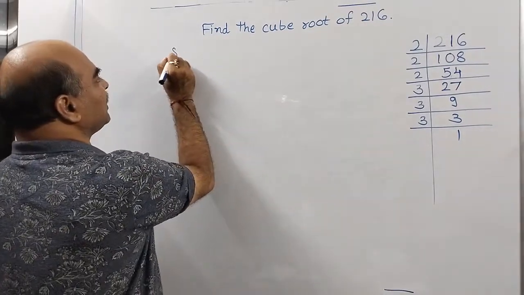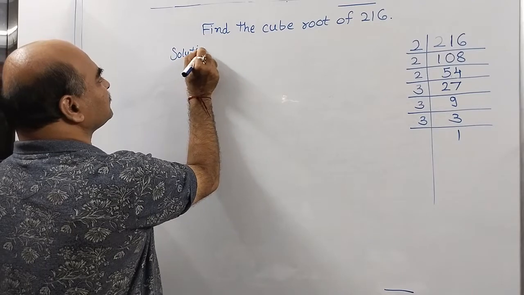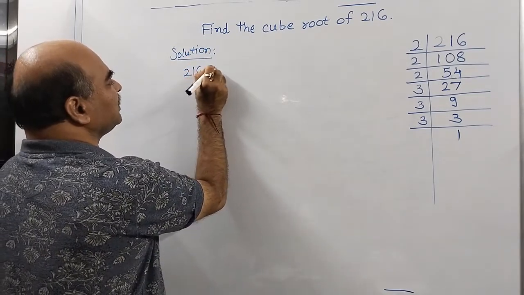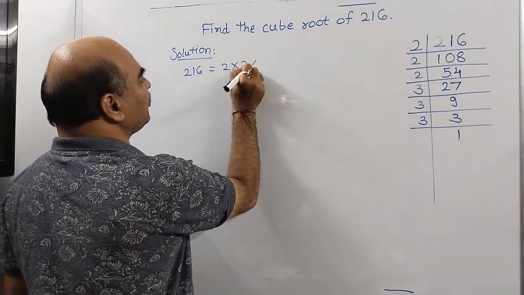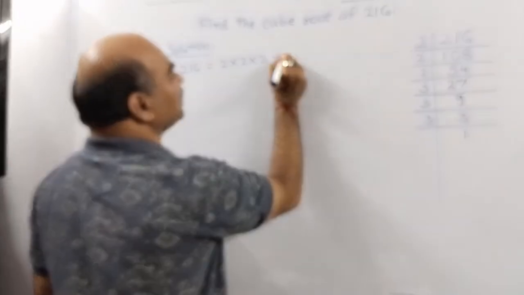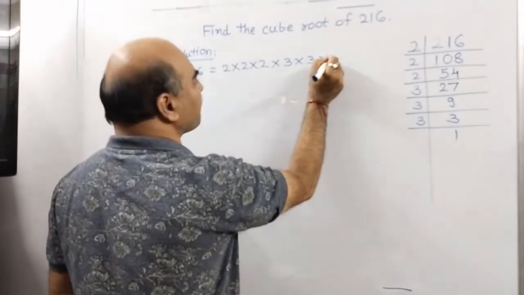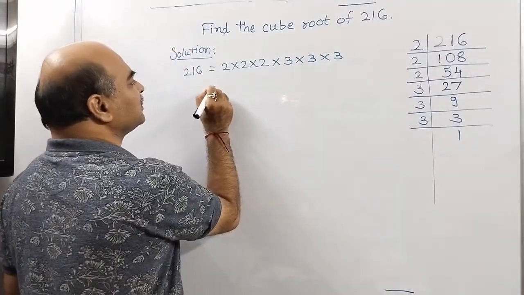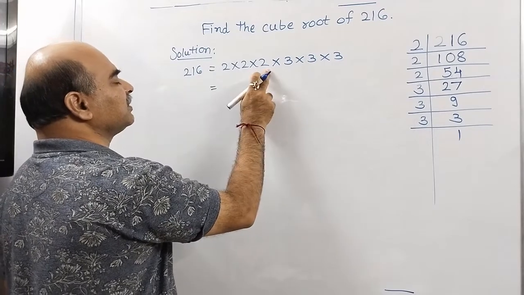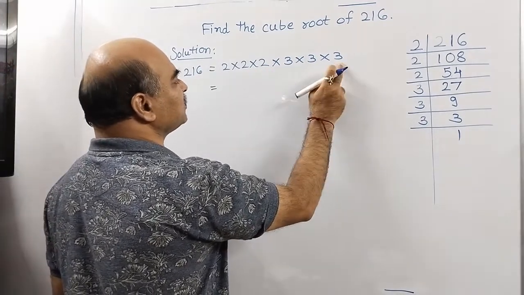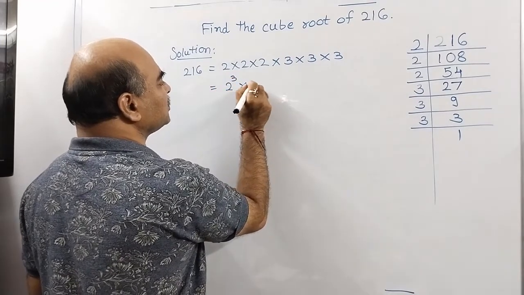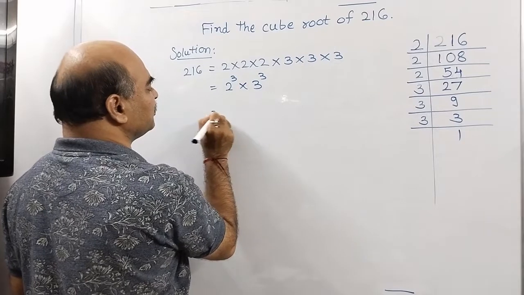So in the solution what can we write down? In the solution we can write: 216 is equal to, now how many times is 2 there? 3 times 2. Multiplication of 3 times 2, then 3 times 3. If you observe here, 2 occurs 3 times, and 3 also occurs 3 times. So here we get 2's cube multiplied by 3's cube.